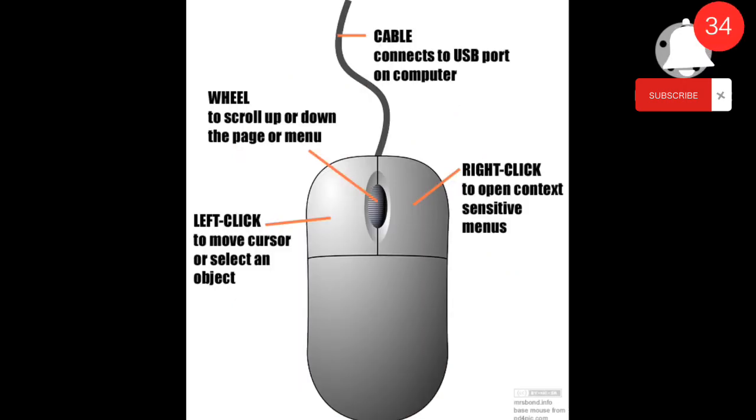We can see now the mouse. A mouse has 4 parts, which are the cable, wheel, right click, and left click. The cable connects to the USB port on the computer. The wheel is to control up and down the page or menu. Right click is to open context sensitive menus, while left click is to move the cursor or select an object.